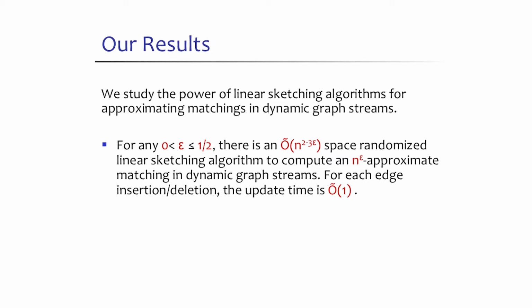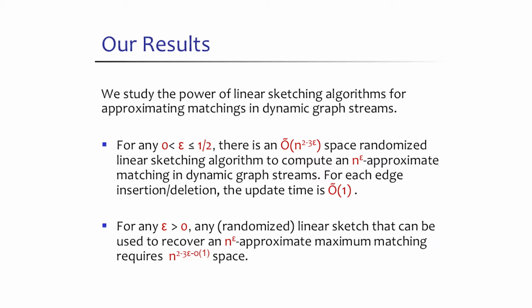We have a complementary lower bound result also, which says that this is essentially the best possible thing you could do if you're looking at linear sketching algorithms. Specifically, it is saying that if you wanted to use a linear sketch to recover an n to the epsilon approximate matching, then you do need n to the 2 minus 3 epsilon space. Okay? So in some sense, this is resolving what you could do using linear sketches for this particular problem.